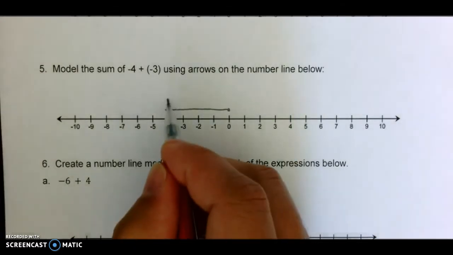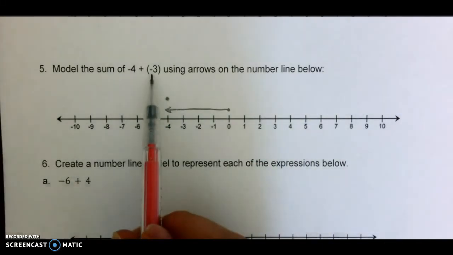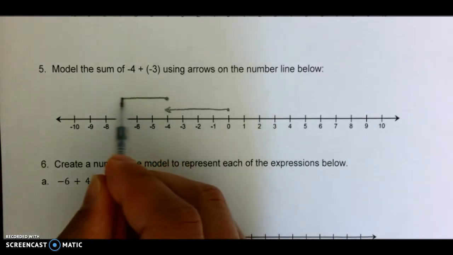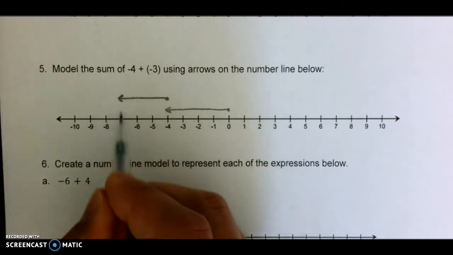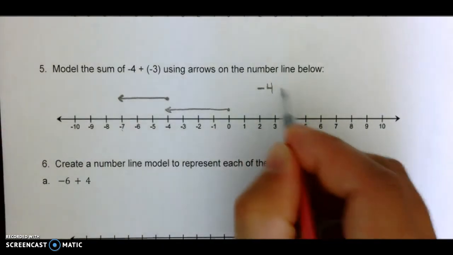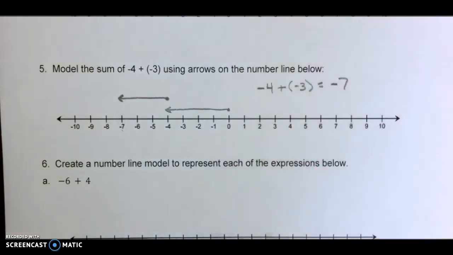Now above that, I'm going to start at negative 4, and I'm adding a negative 3. So I'm going to go 3 more units to the left. 3 units to the left of negative 4 will get me right here. There's my arrow representing negative 3. And I've stopped here at negative 7. So the answer to this problem, negative 4 plus negative 3, is going to be negative 7.